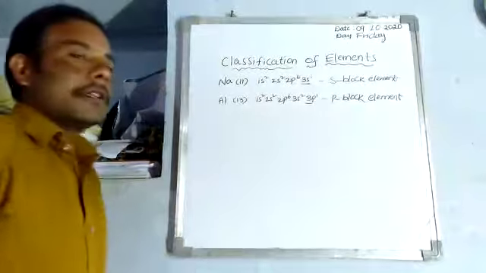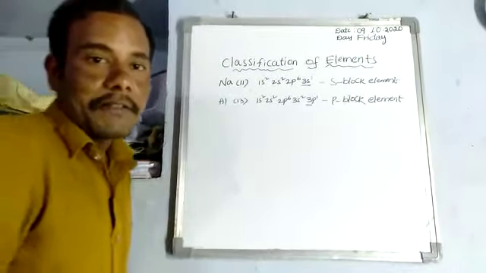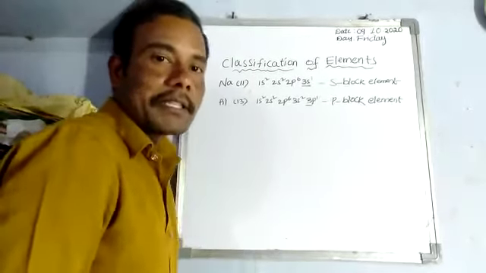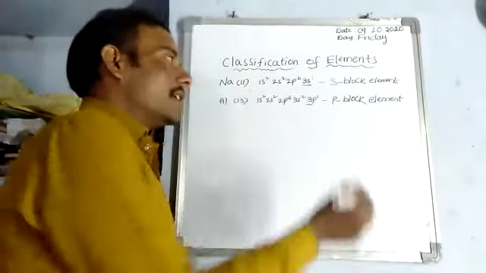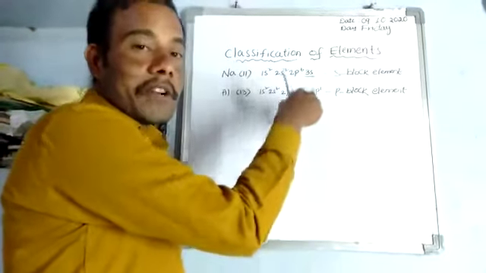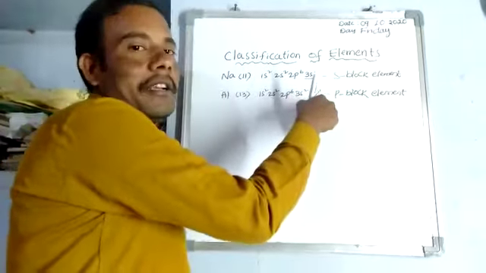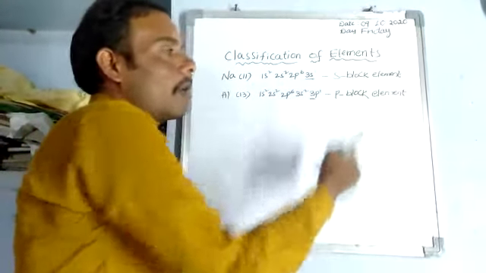So here aluminium atomic number is 13. Electronic configuration is 1s2, 2s2, 2p6, 3s2, 3p1. In this 3p1, the last coming electron or differentiating electron enters into the p orbital of the valency shell. So it means that this belongs to p block elements.